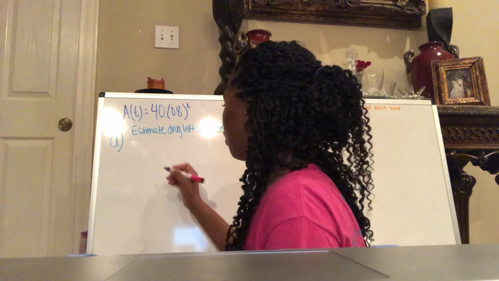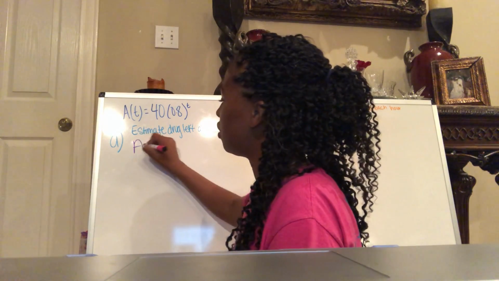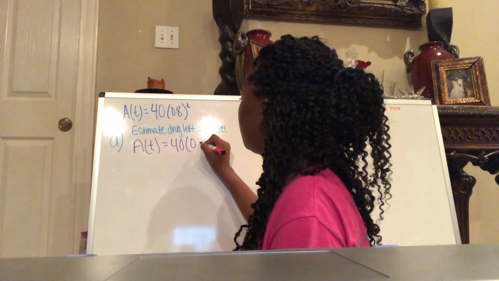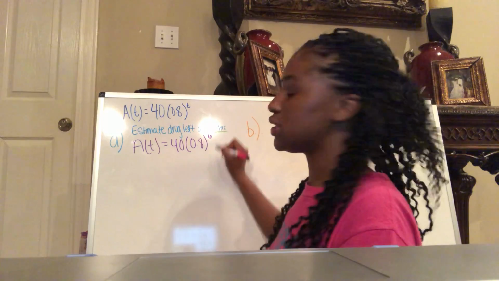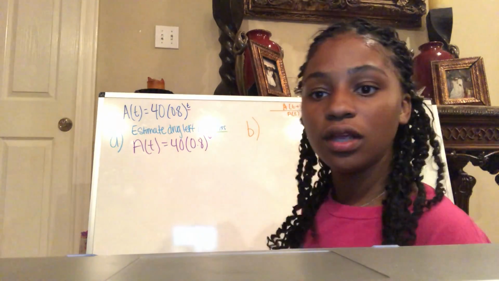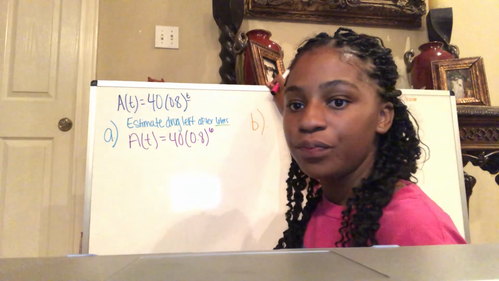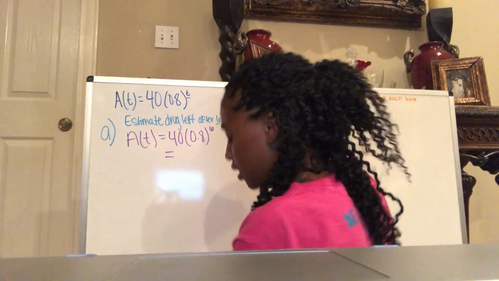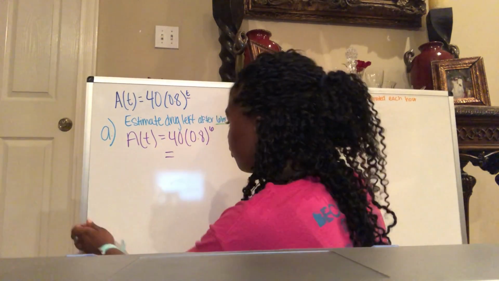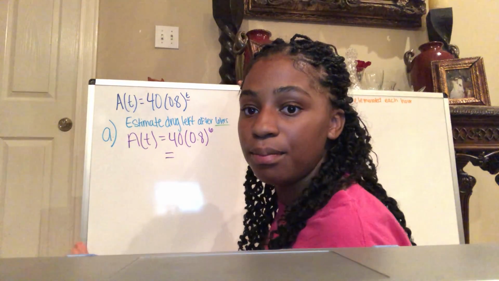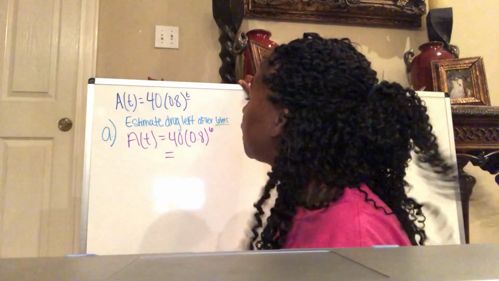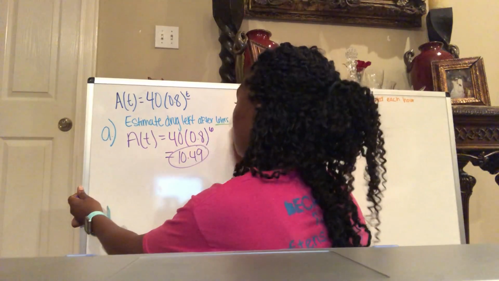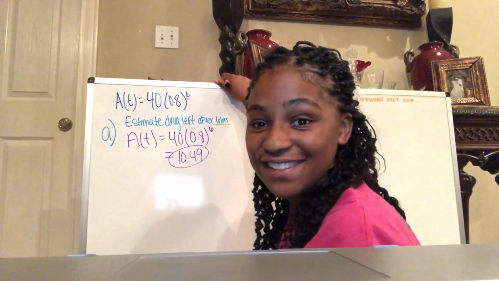So basically all I'm going to do is take this equation that it gave me already, A of T is 40 times 0.8 to the T, and we're going to plug in 6 for T. From there, I'm going to plug that in my calculator and get an answer. It gives me 10.48, but there's a 5 behind it, so I'm going to round it up to 10.49 because it wants us to round to the second decimal place. And that is literally all you do to get your first answer.